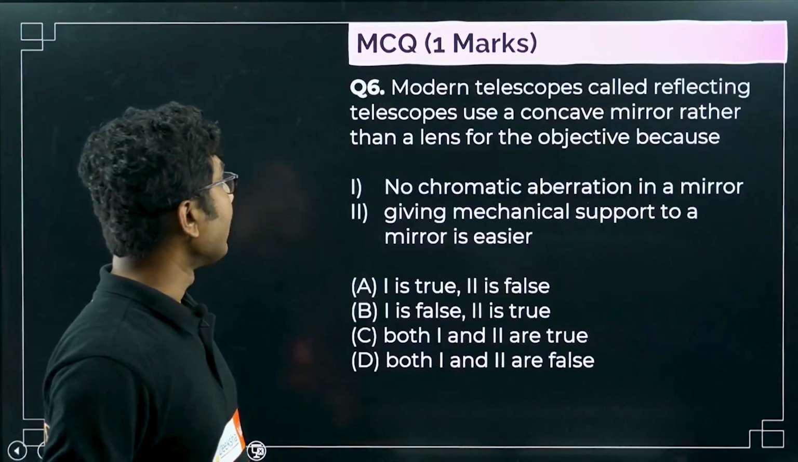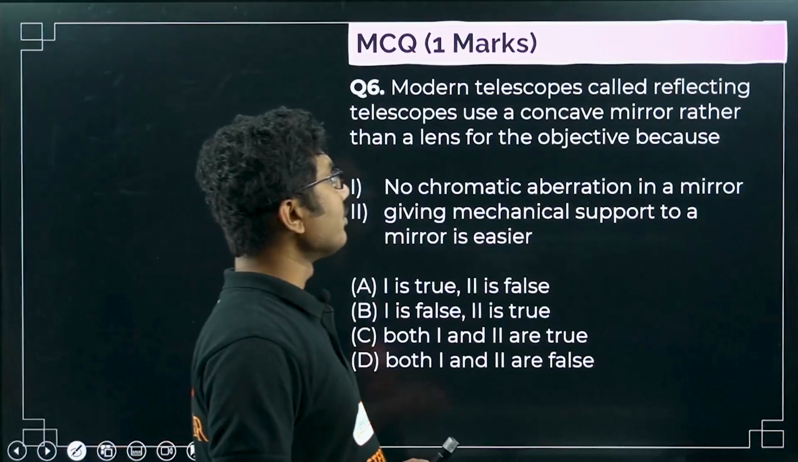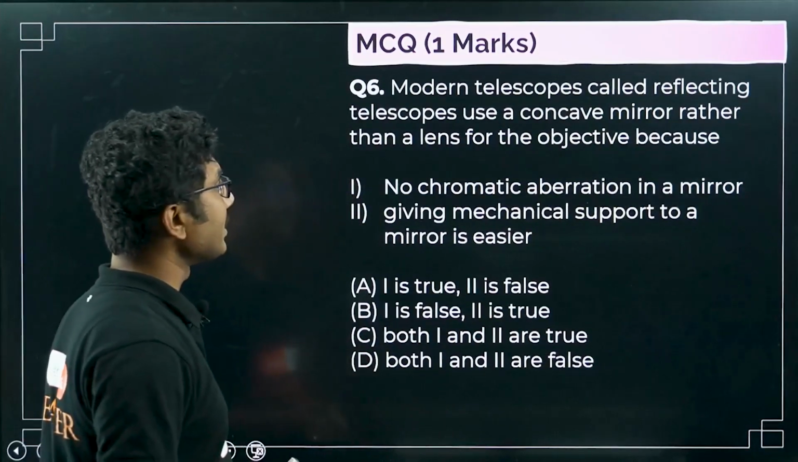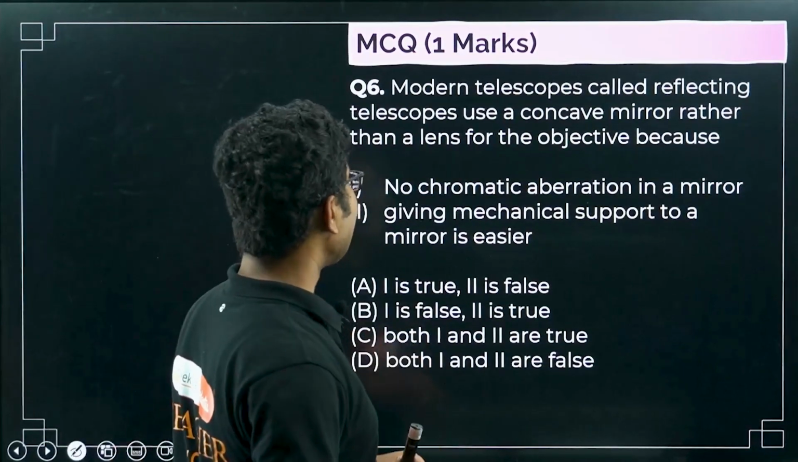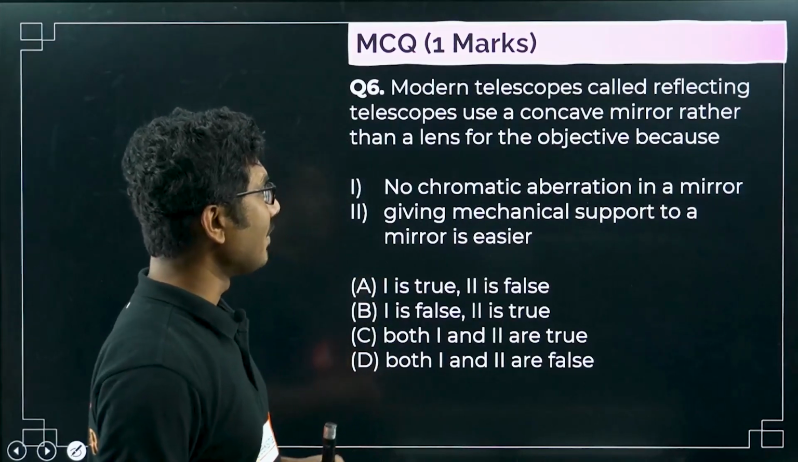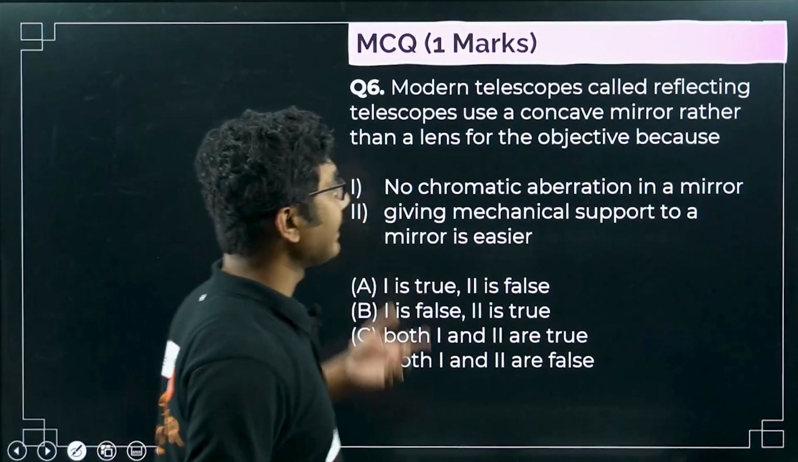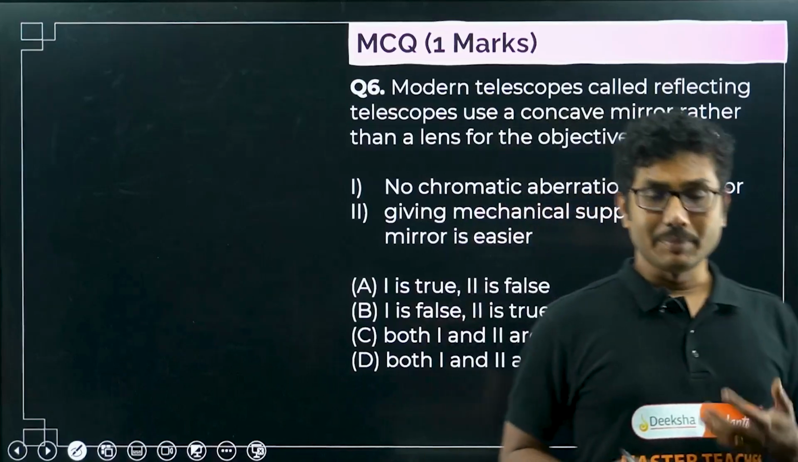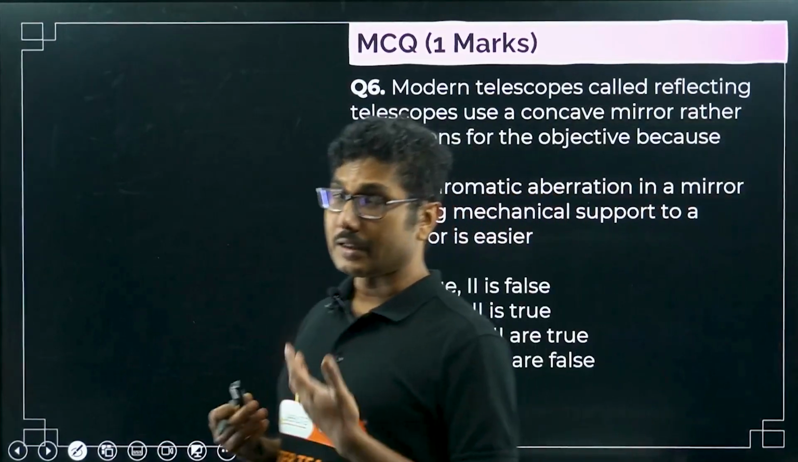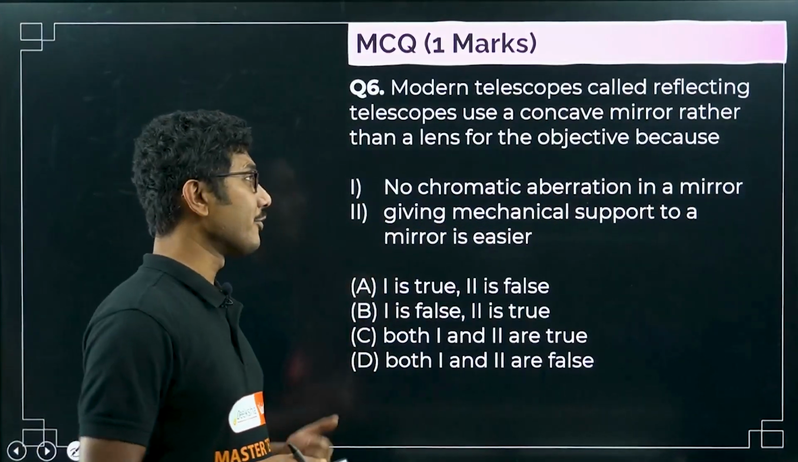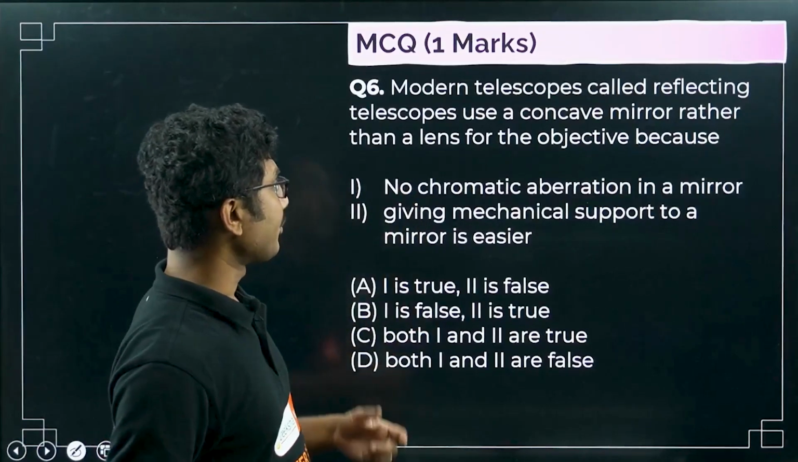Okay. Now next question, modern telescopes called reflecting telescopes use a concave mirror rather than a lens for the objective. Okay, so modern telescopes, they use reflecting mirrors rather than lenses. This question is from last year's question paper. Now let's see what are the options given.